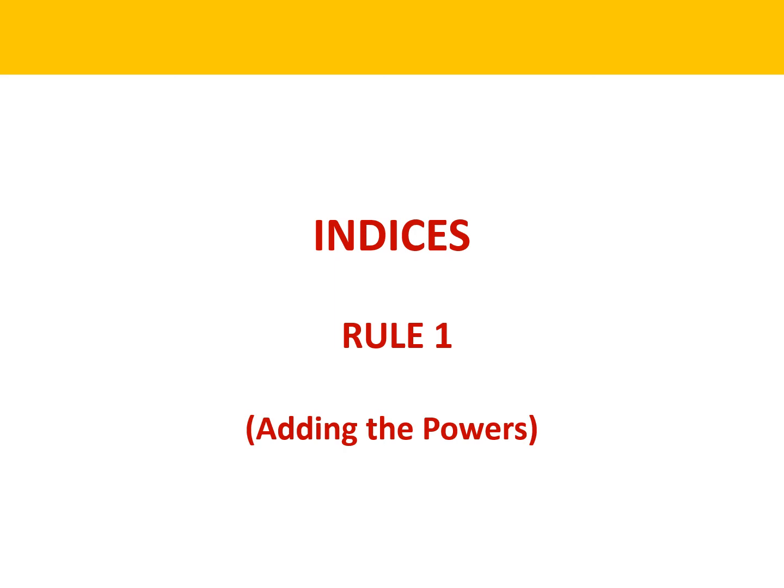Indices today, I've called it Rule 1. It's basically when we are multiplying two expressions with the same base, we add the powers. If you're not sure what I mean by that, keep watching the video. Let's crack on and get the job done.